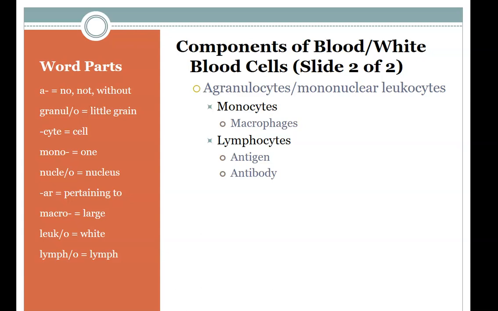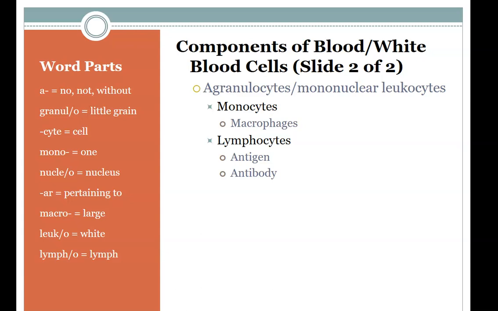Lymphocytes are cells that are important in the immune response, meaning that they recognize or remember dangerous foreign substances and manufacture a substance to neutralize them. The foreign substances are termed antigens, and the neutralizing substances are called antibodies.